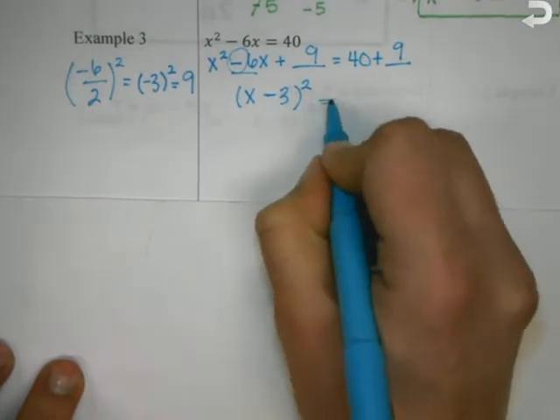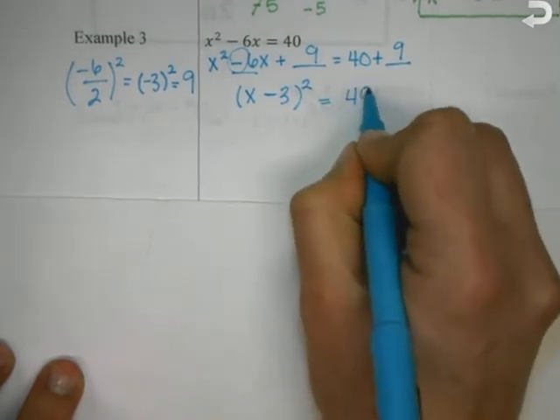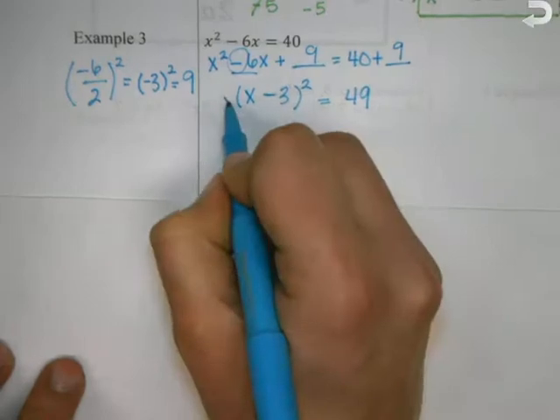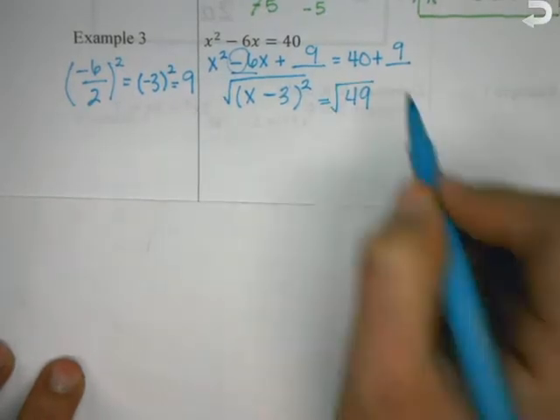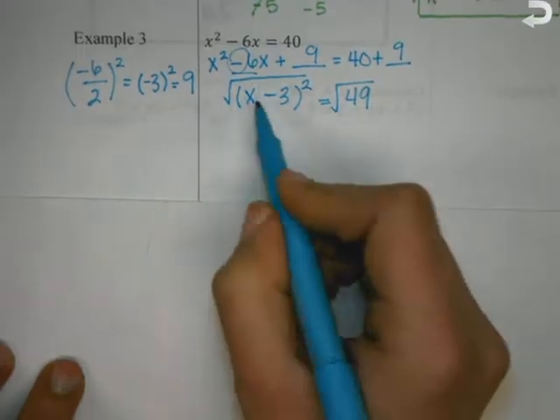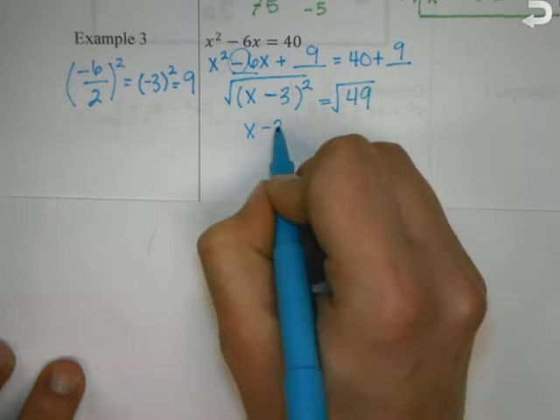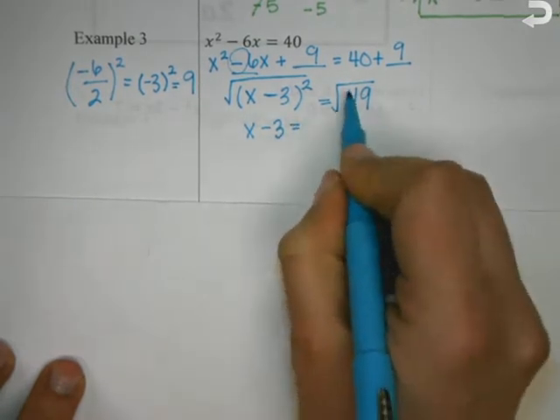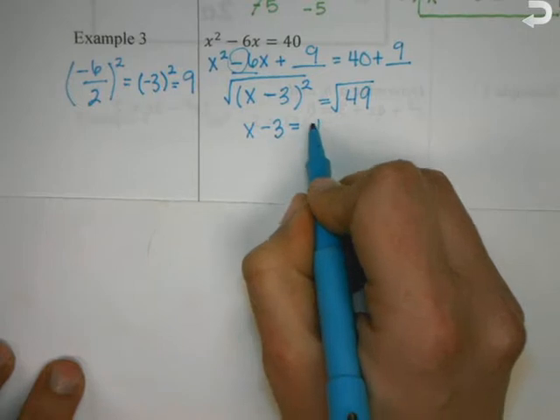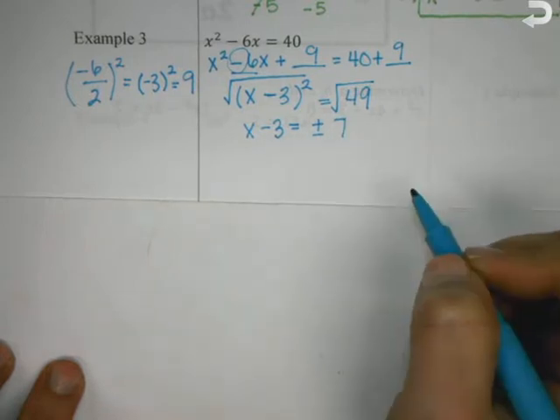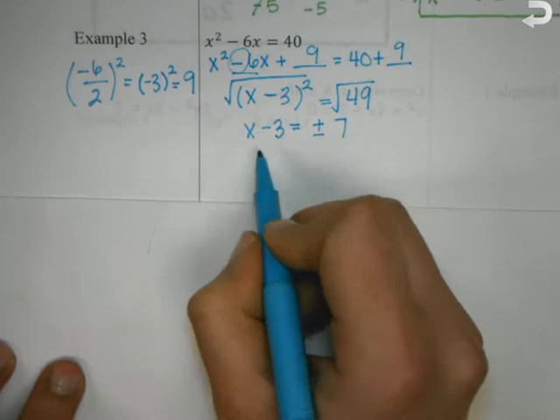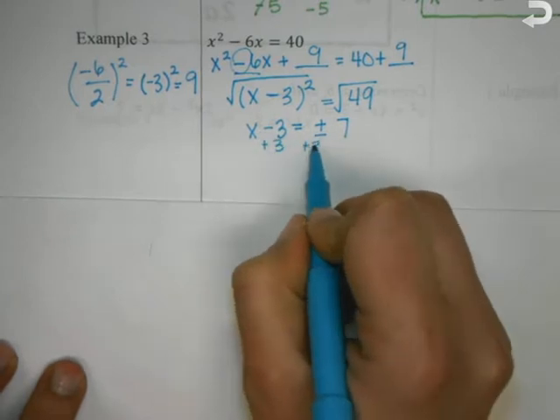Now I need to get rid of this squared term. So I take the square root of both sides, which will cancel. So I'm left on the left-hand side with x minus 3, equal to the square root of 49, plus or minus 7. Now I'm really close to solving for x here. I want to add 3 to both sides. So that gives me x equals 3 plus or minus 7.